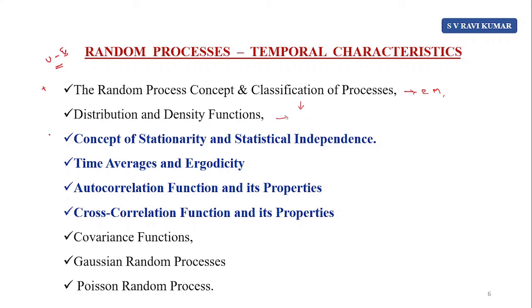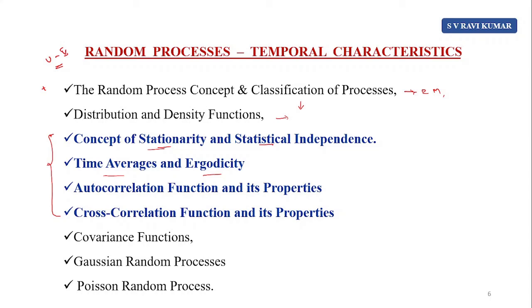But the very important concepts from this unit, the damn sure topics in the examination, are the concept of stationary and statistical independence. What do you mean by a stationary random process? What are the different types of stationary process, and what is statistical independence? When is a random process defined as statistically independent? We need to know all the definitions, and what is time average, and what is the ergodic theorem, and the comparison between expected value and time average.